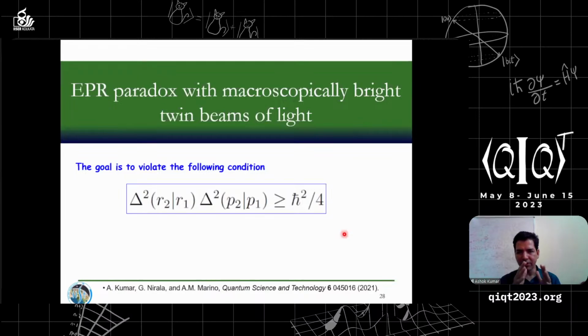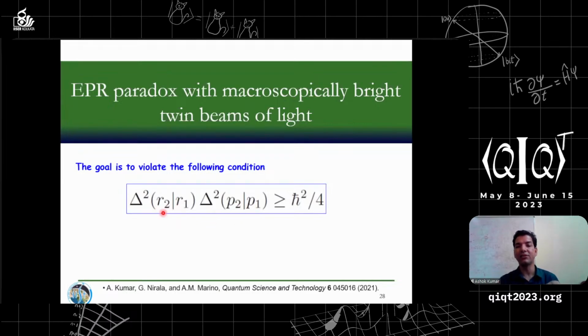Now, having studied those, our next motivation was, okay, we can demonstrate this spatial quantum correlation. Then the next thing is, can we create an EPR paradox kind of scenario with our bright twin beams? Basically, can we violate this kind of relation?